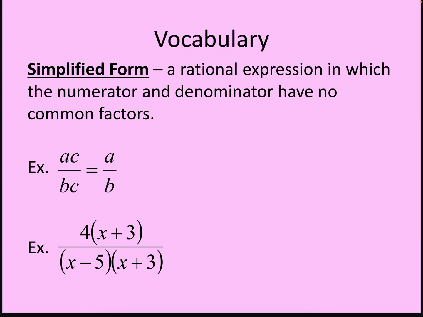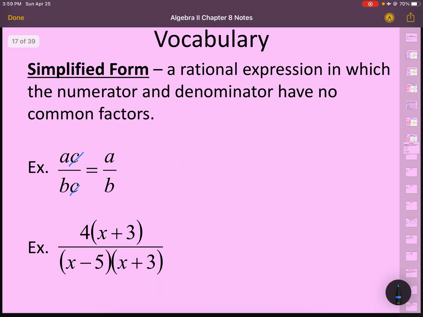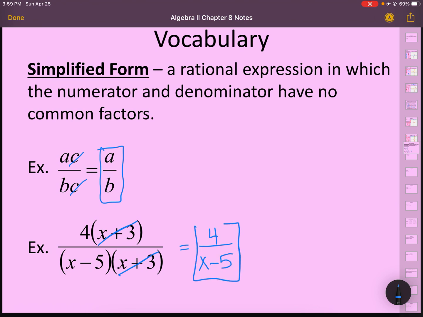So for example, if I have AC over B times C, we have that C is in the numerator and denominator, so they can actually cancel out and we're going to be left with A over B. And in this next example, we have a factor of x plus 3 in the numerator and denominator, so they can both cancel out as well. So this is just simplified as 4 over x minus 5. If you have a factor in both the numerator and denominator, they can cancel out.